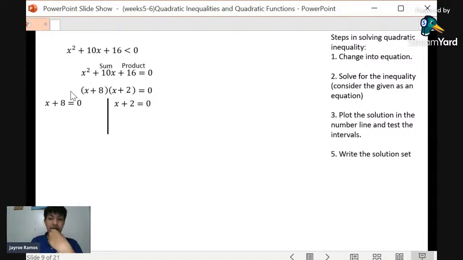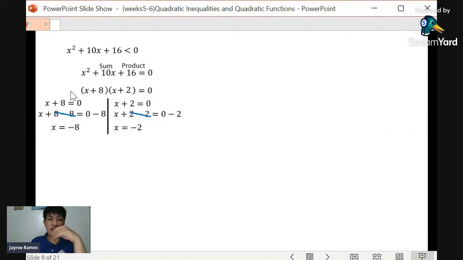Negative 8. Okay, and negative 2. So the answer here is negative 8 and negative 2. Once we have the solution, we're done solving number 2. So we're going to proceed to number 3: plot the solution in the number line and test the interval.